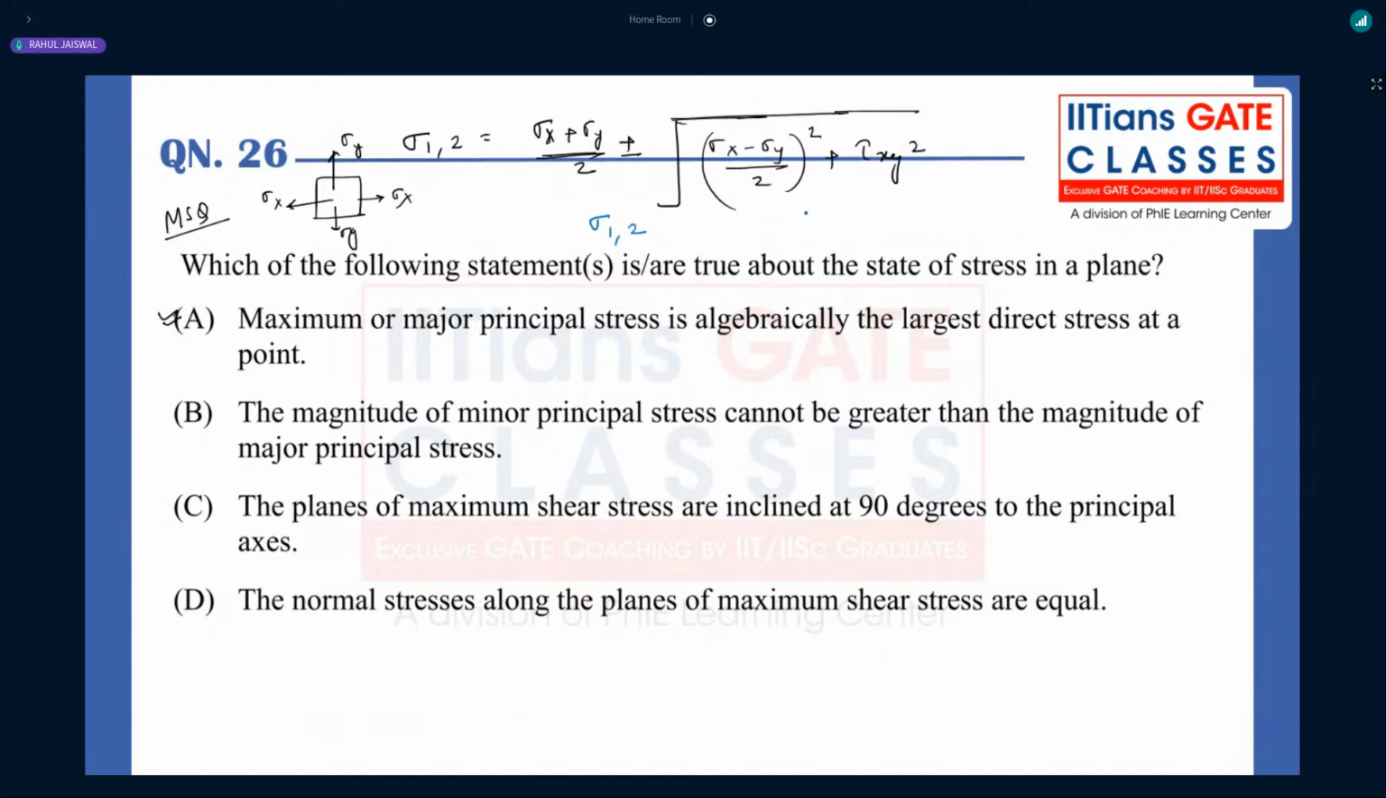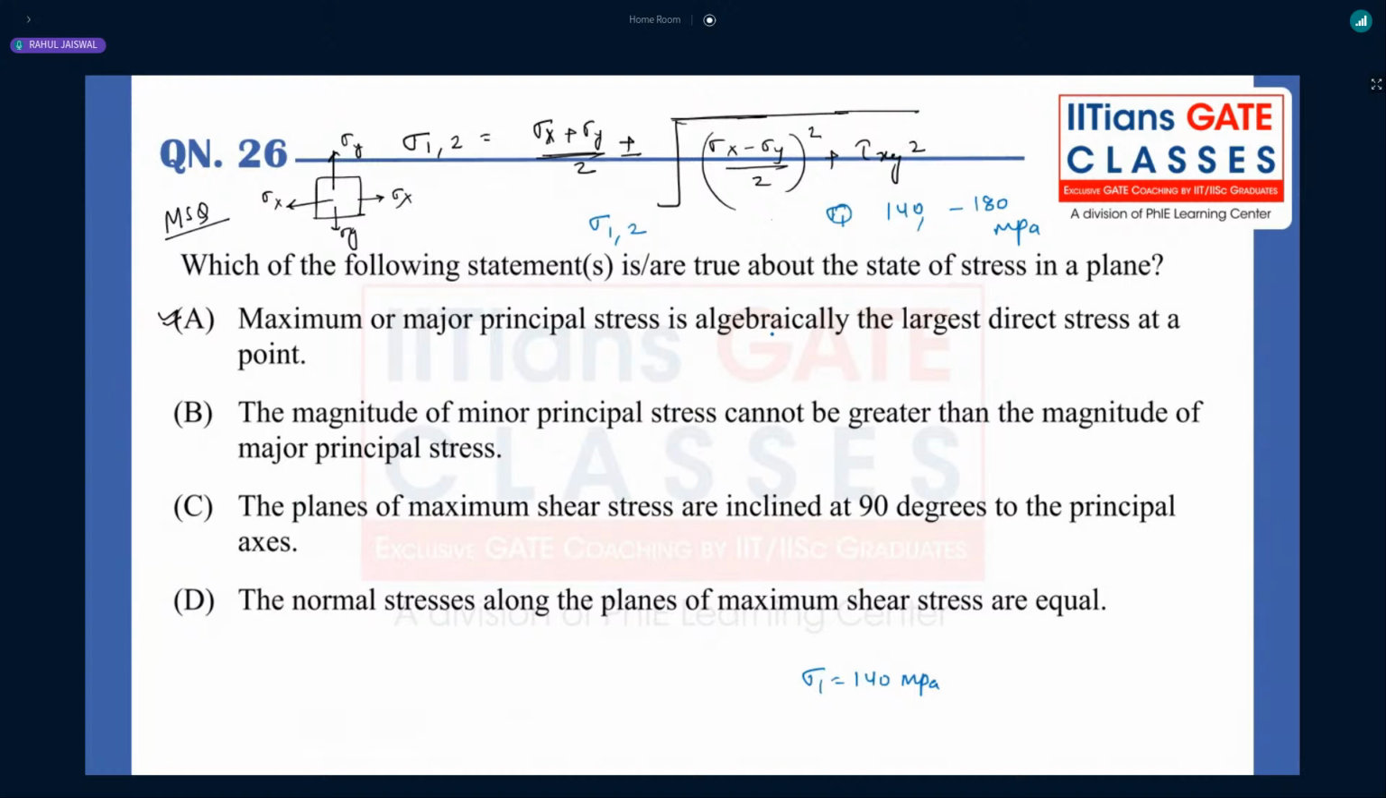Suppose you will be getting two answers, for example 140 and 180 megapascals. According to the definition of the principal stresses, the plus sign gives the algebraically larger principal stress, so sigma 1 will be 140 megapascal. And the minus sign gives the algebraically smaller principal stress value. So the maximum or major principal stress is algebraically the largest direct stress at a point. That is a correct statement.